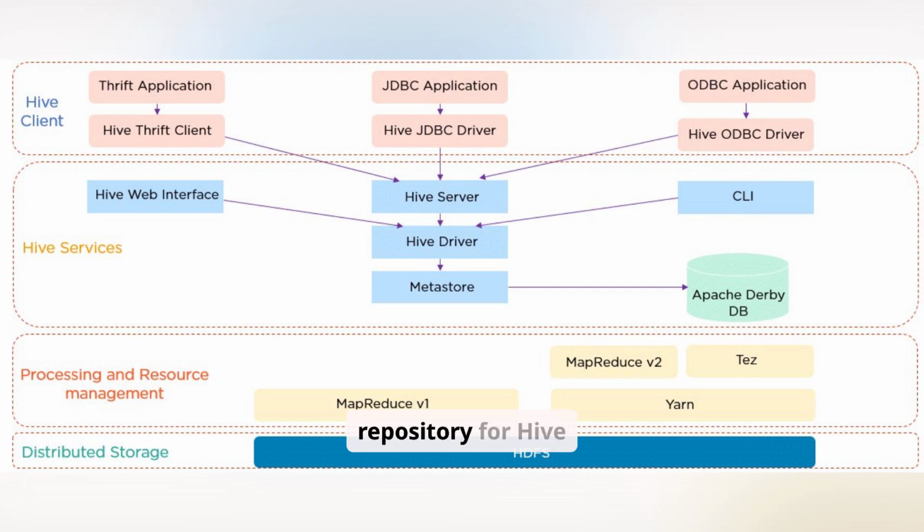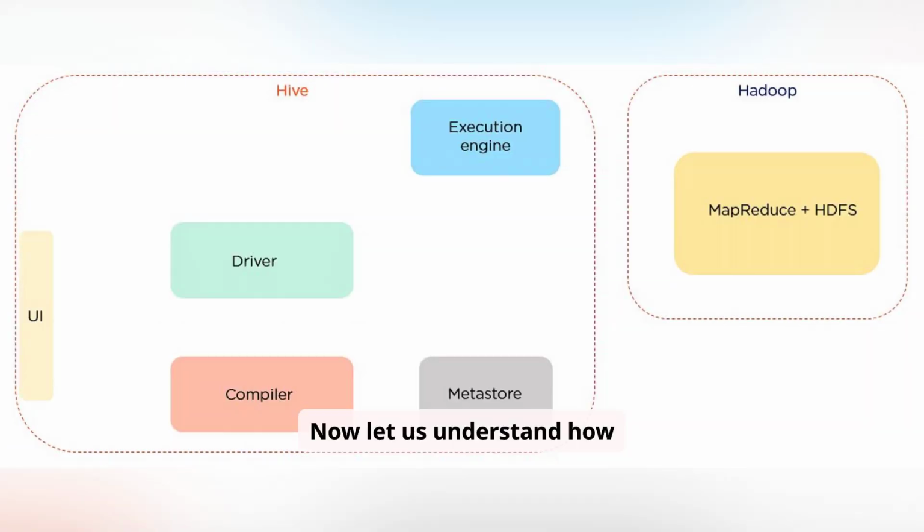Metastore is a repository for Hive metadata. It stores metadata for Hive tables, and you can think of this as your schema. This is located on the Apache Derby DB. Hive uses the MapReduce framework to process queries. Finally, we have distributed storage, which is HDFS. Now, let us understand, how does the data flow in Hive?